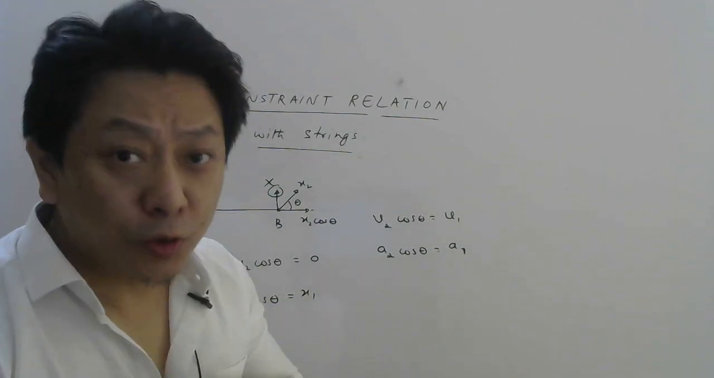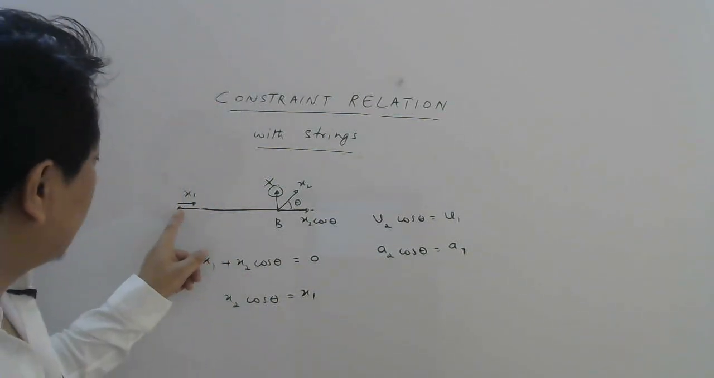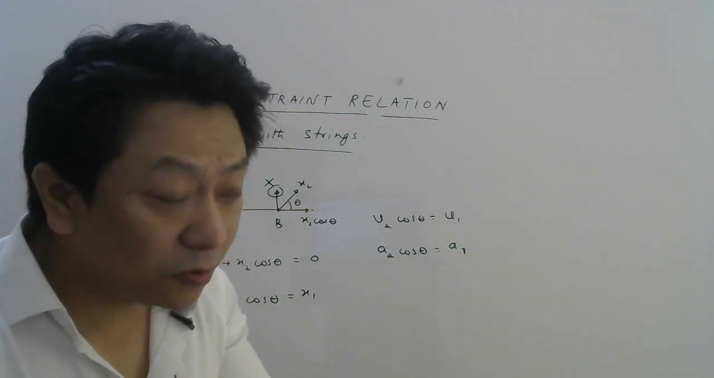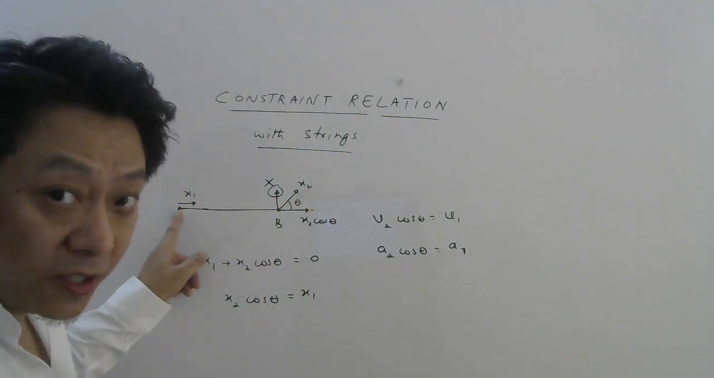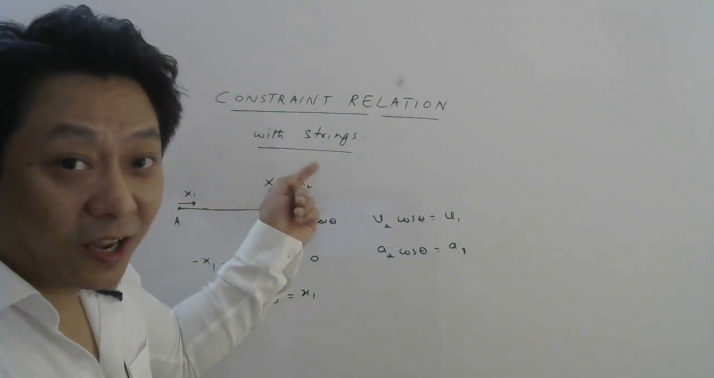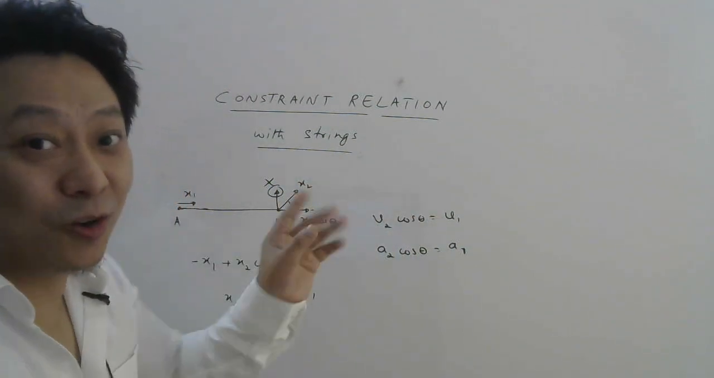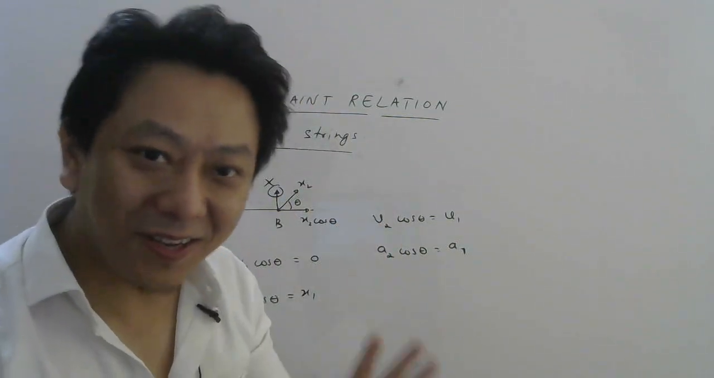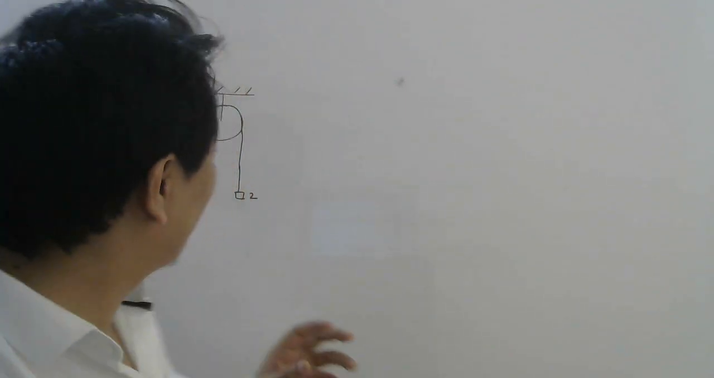Okay? So do I mean to say the displacement of the two ends of the string should always be the same? No. What I mean to say is the displacement of this end along the string and the displacement of this end along the string, the components which are along the string, that should be the same. Okay. Now let us do some applications of whatever concepts we have learned.